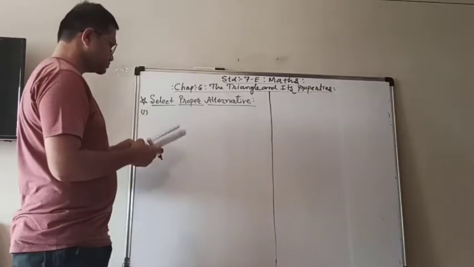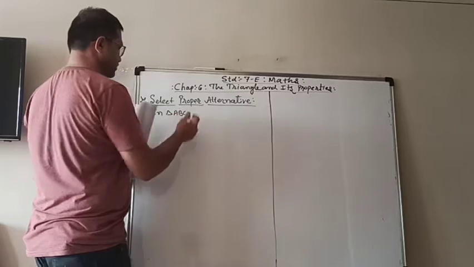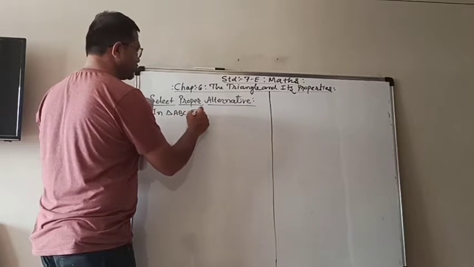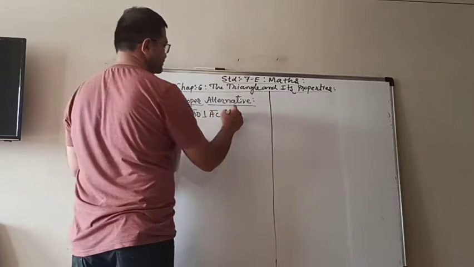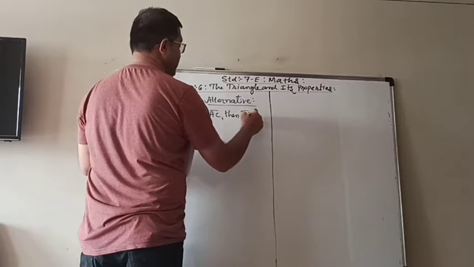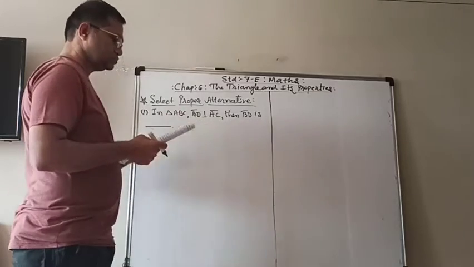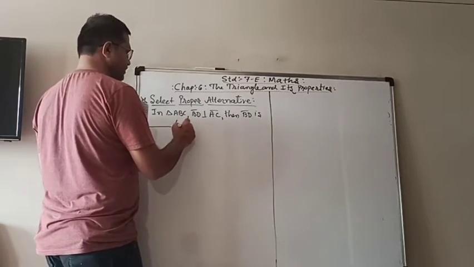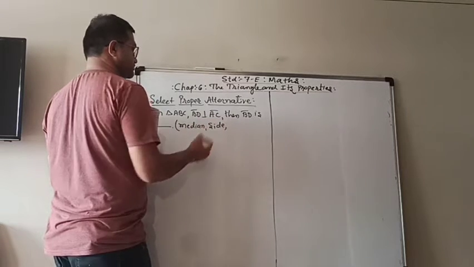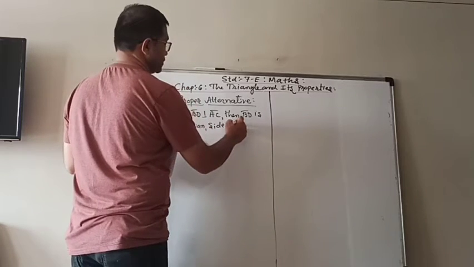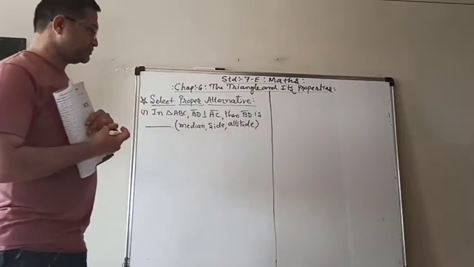First one, in triangle ABC, BD is perpendicular to AC. Then line segment BD is blank. Options are median, side, altitude. Only 3 options are given here.